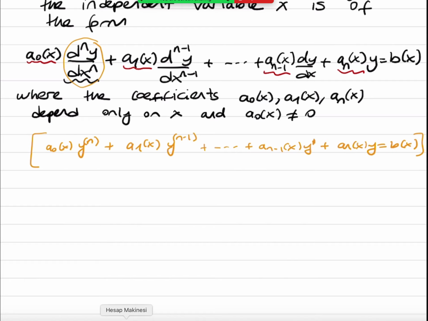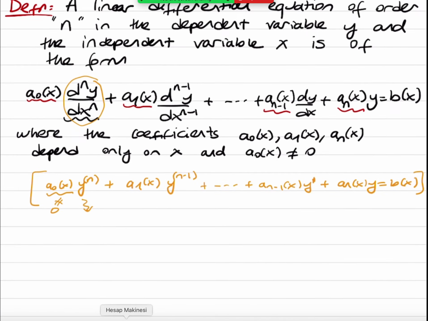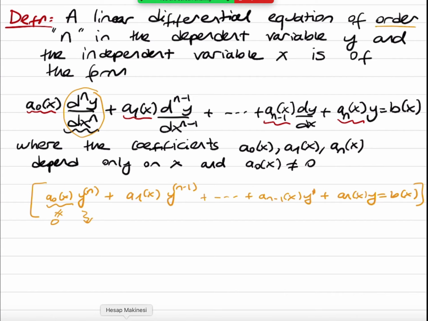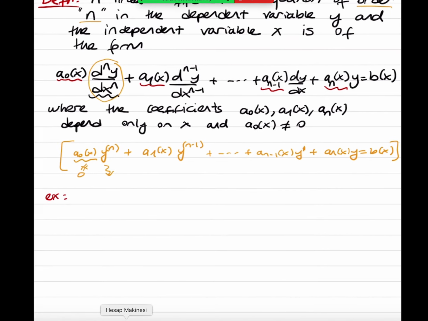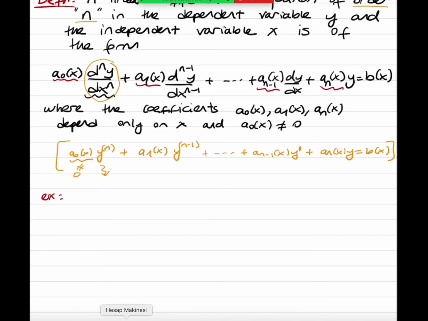We want a0(x) to be non-zero, because it is the coefficient of the highest derivative. If a0(x) were 0, the order would be n minus 1. But we define the order to be n, so that is why it is non-zero. Let me give examples so that it will be clear.